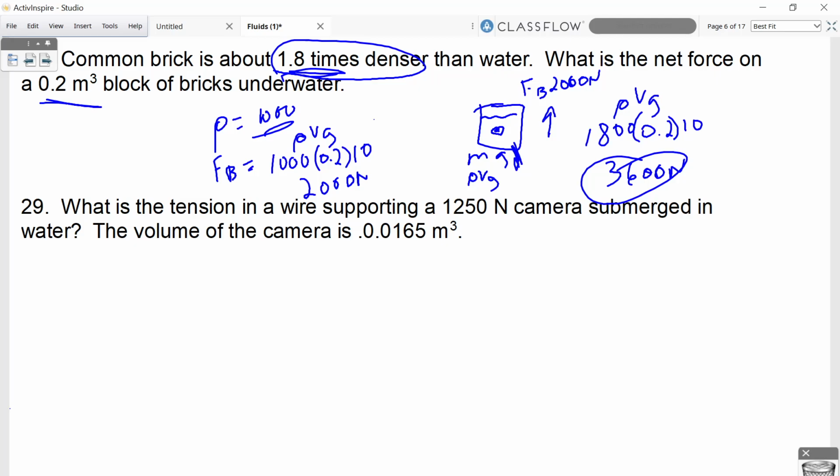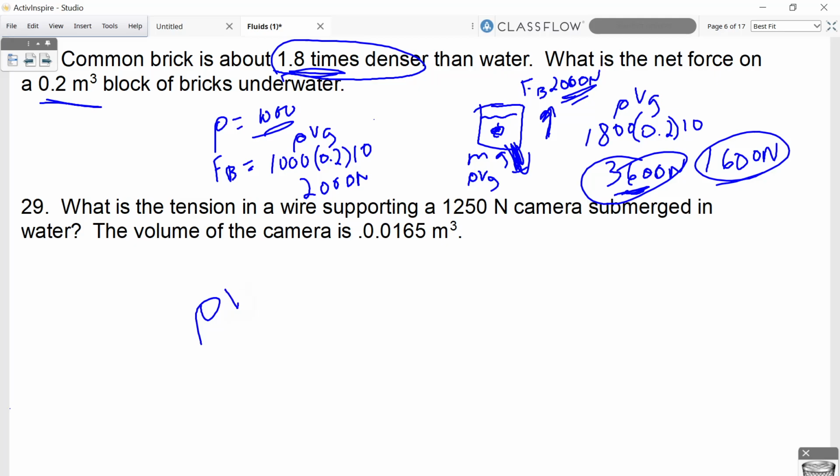So then how much is the new weight of the block, right? So we just subtract these two, the buoyant force pushing up, the block pushing down, subtract these two numbers, and we should get 1,600 newtons. Okay, that's how much the block is going to weigh. Let's try another example here.